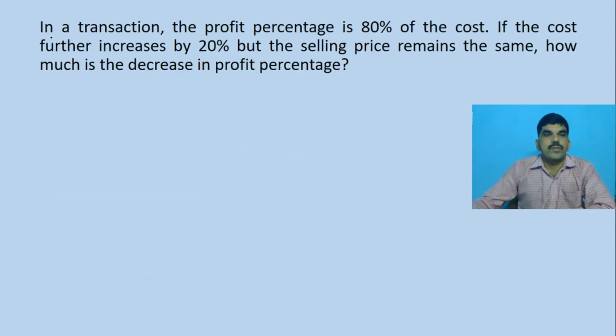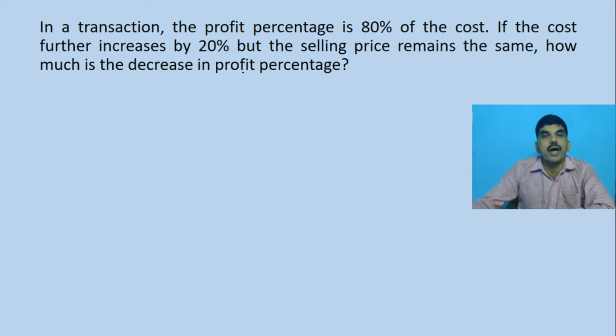See, in a transaction, the profit percentage is 80% of the cost. If the cost further increased by 20%, but the selling price remains the same, how much is the decrease in the profit percentage? Read the question: initially, profit percentage is 80% of the cost, and if the cost price increases by 20% but the selling price remains the same, how much is the decrease in the profit?